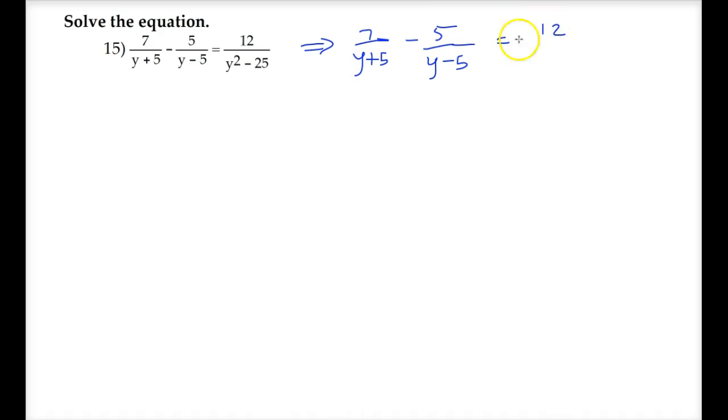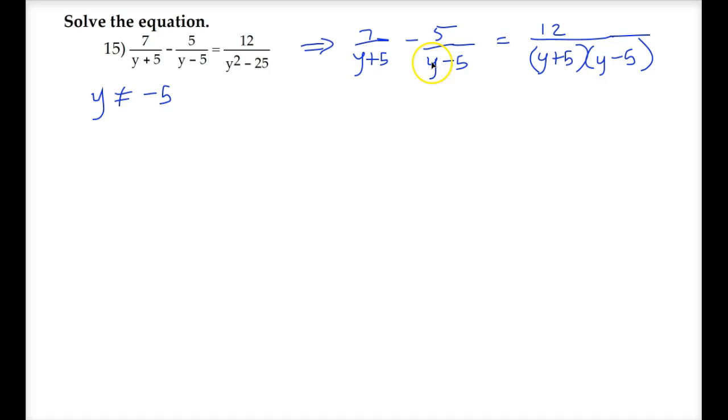We know that y squared minus 25 factors out to y plus 5 times y minus 5, okay? And so from here, we see that if we plugged in a negative 5 here, we would get 0 in the denominator, which is something that we know we can't have. So we know y is not allowed to equal -5.